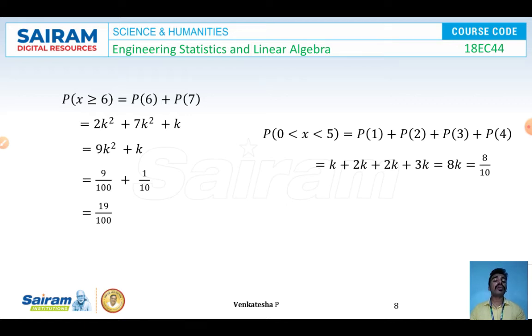And the last one, P of 0 less than x less than 5. So it will be equal to what? P of 1, P of 2, P of 3, P of 4. I'm excluding 0 and 5 here. Adding all, I'll be getting k plus 2k plus 2k plus 3k, which is equal to 8k, which is 8 by 10, since k is equal to 1 by 10.